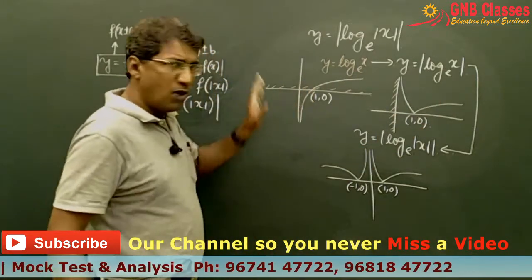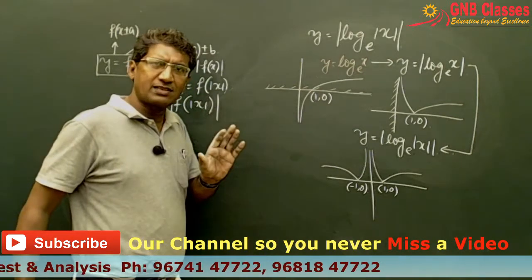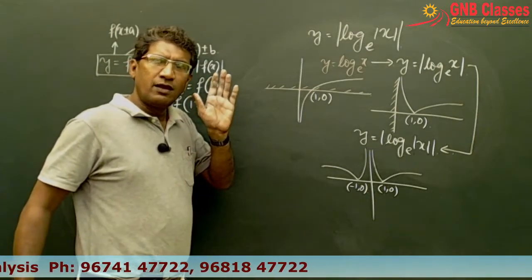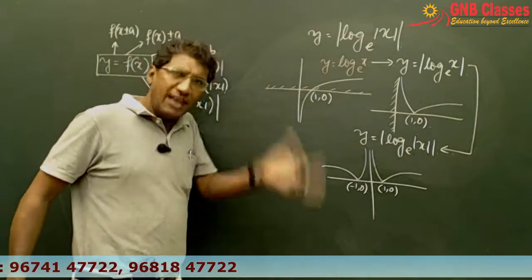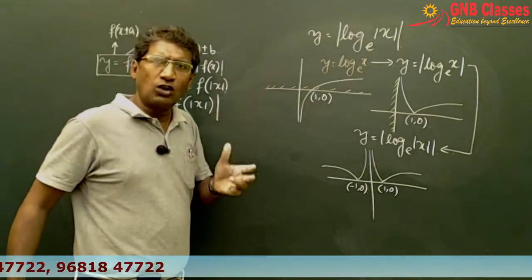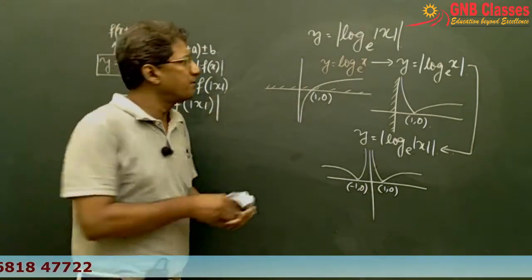Is it clear now? So have you understood y equals mod of f of x, y equals f of mod x, and then the combination of these two, y equals mod of f of mod of x? Is it clear? Okay.